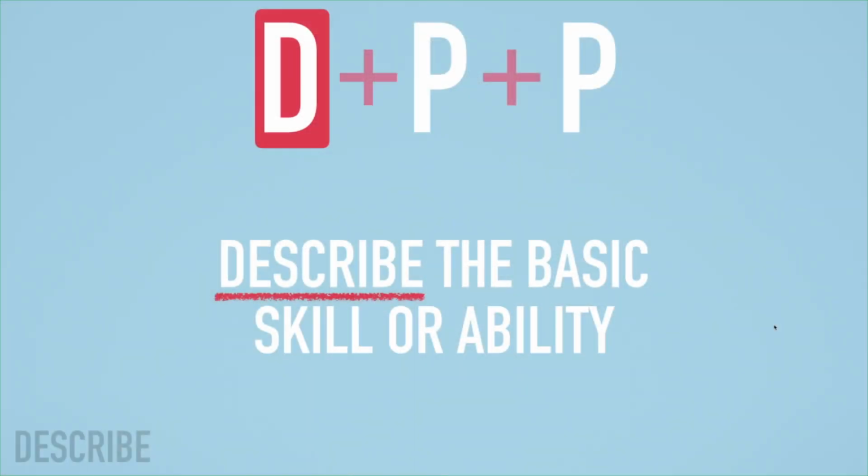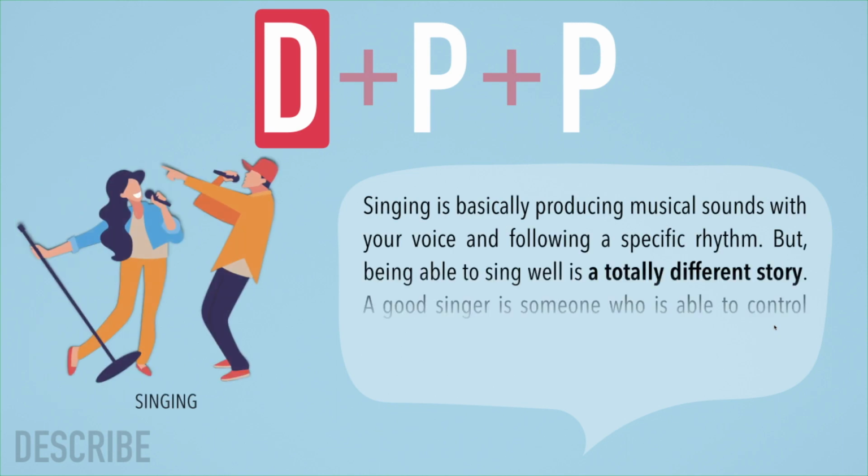Whenever you're speaking in English and you're trying to express yourself, you always want to start by giving a good foundation. So you're going to describe the actual ability that you're talking about or that the discussion is focused on, okay? So we have describe the basic skill or ability. Now, how do we do this? So let's say, for example, we're speaking about singing.